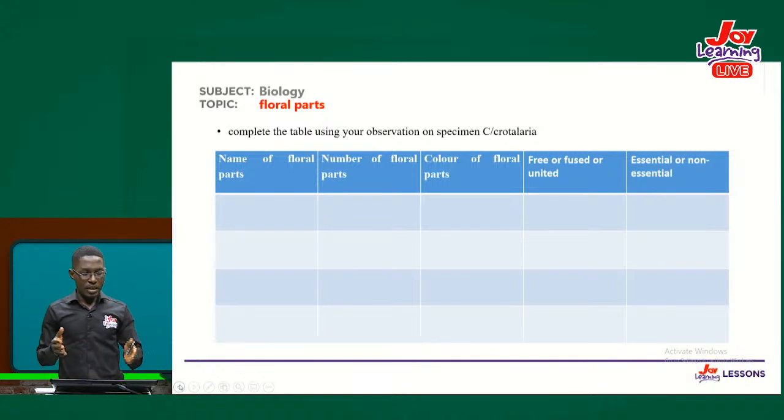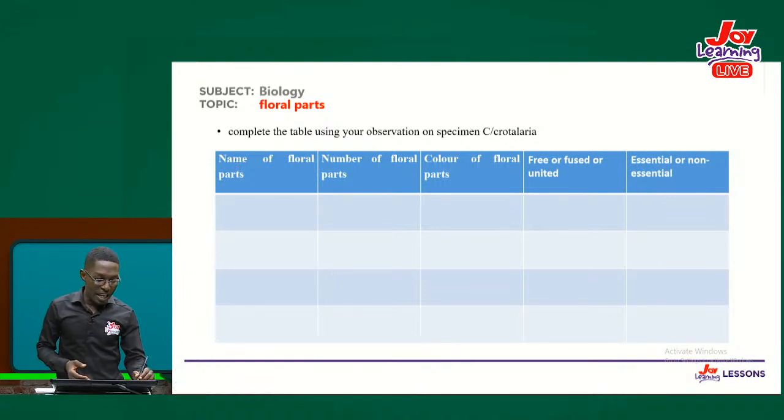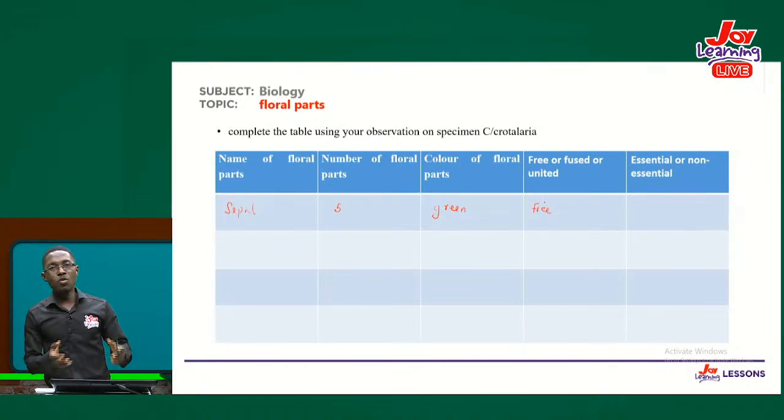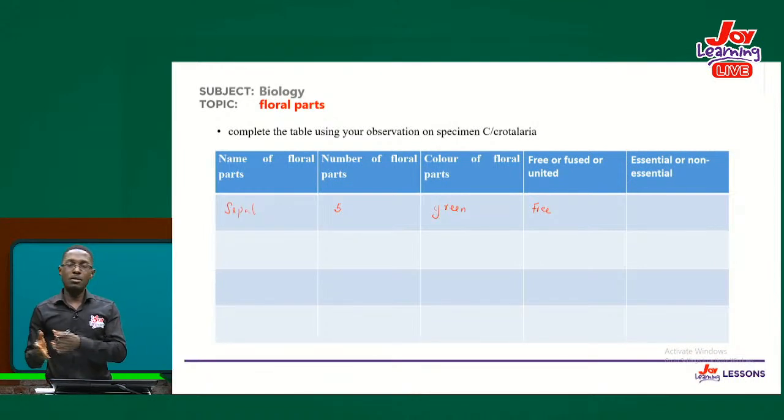And in the table, they give you number of flower parts. So the name, let's say sepal. How many sepals were there? Well, what's the color? Maybe green. Fused or free? Let's say free. But if two are free, two are fused, you write in that form. So you say two free, two fused.